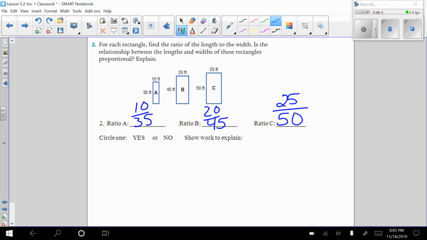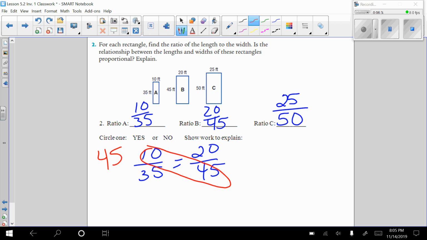Well, pick 2, because we want to know if they all 3 are. So let's do 10 is to 35 as 20 is to 45. Are these proportional? Again, we are going to cross multiply and say, okay, 10 times 45, that gives me 450. What does 20 times 35 give me? Well, if I do 20 times 35, I get 700. These do not equal, so that's telling me that these rectangles are not proportional. So your answer would be no, they are not proportional.